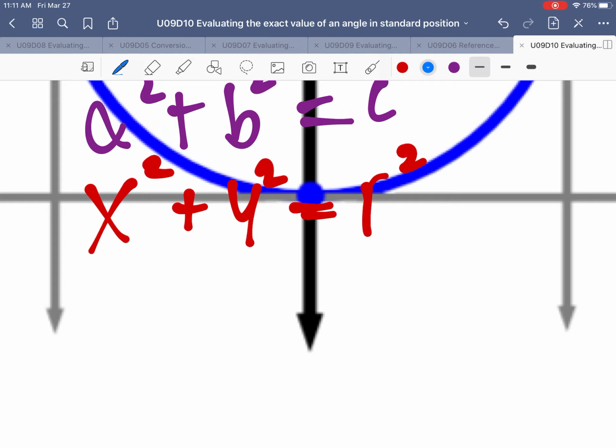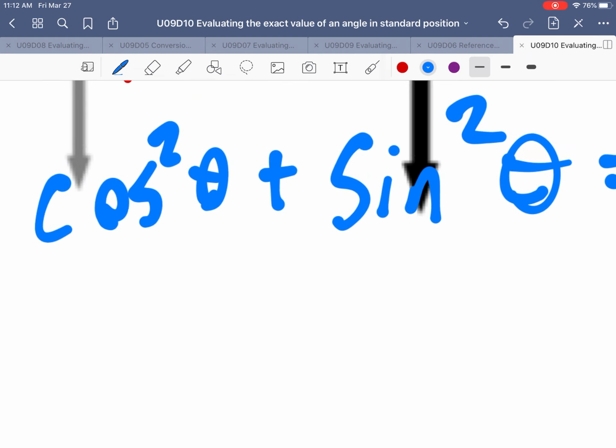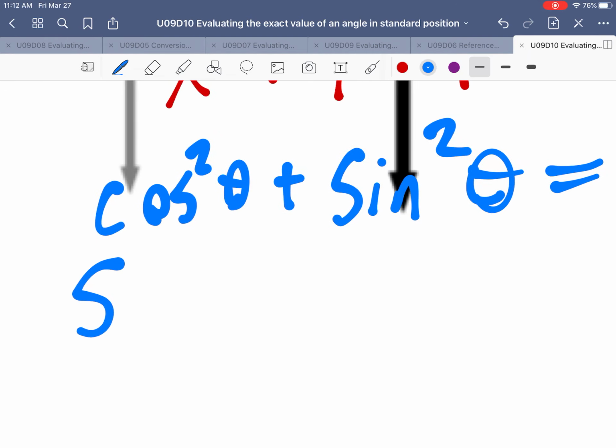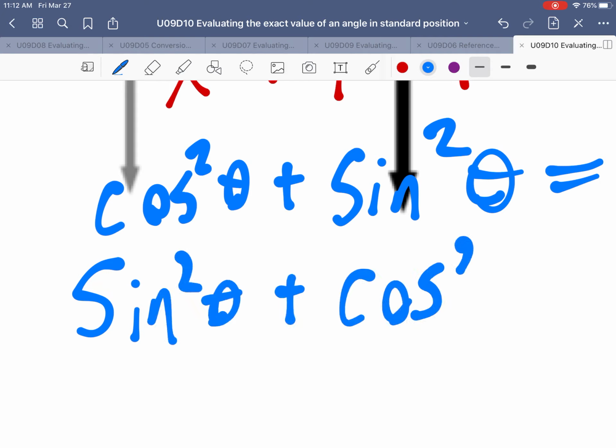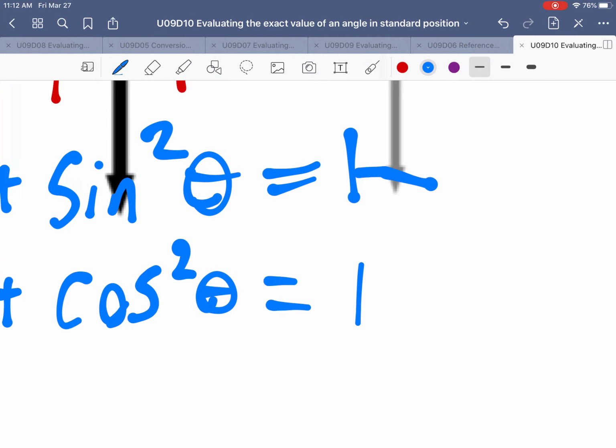But on the unit circle, x is cosine, so cosine square theta plus sine square theta. And do note where I write the square, that is where it goes. That's to imply that you're squaring the function, not the angle, is equal to the radius squared, which is 1. So 1 squared is just 1. Now, we don't normally write cosine before sine, so we're just going to switch that. So sine square theta plus cosine square theta is equal to 1, and that is the Pythagorean identity.